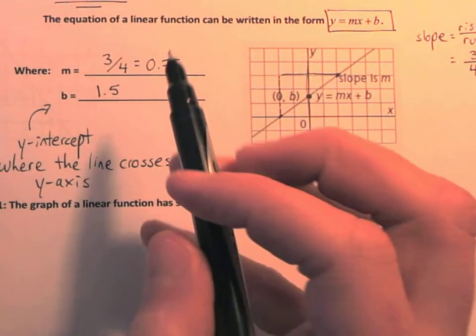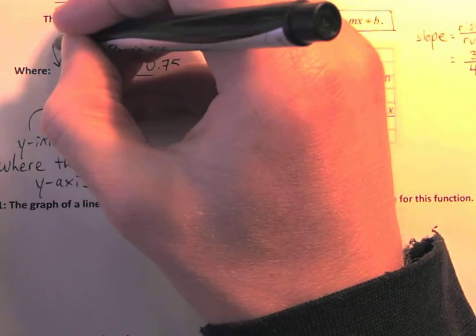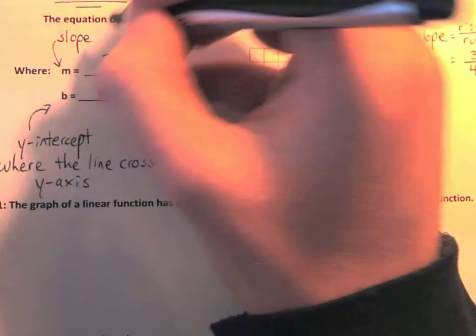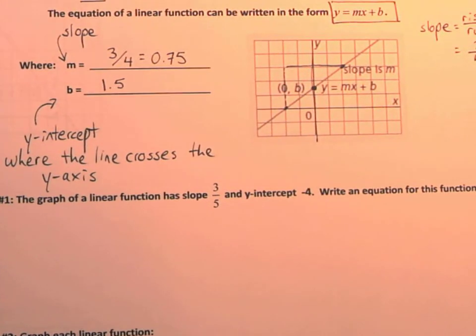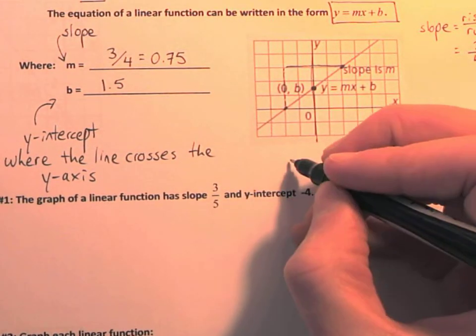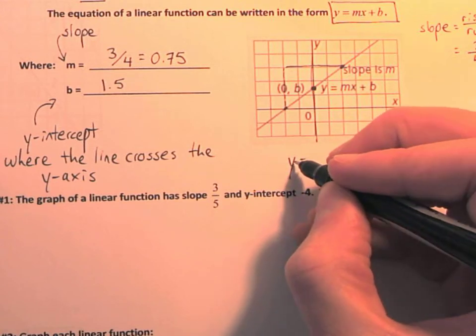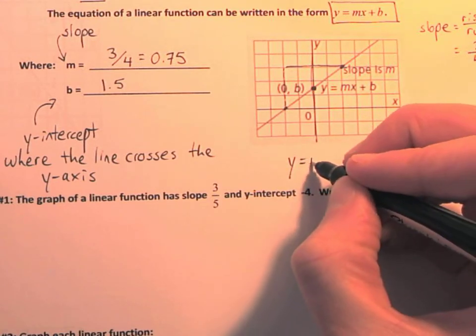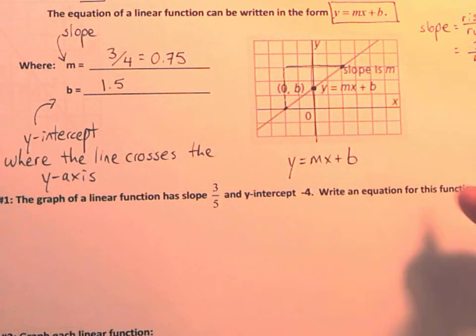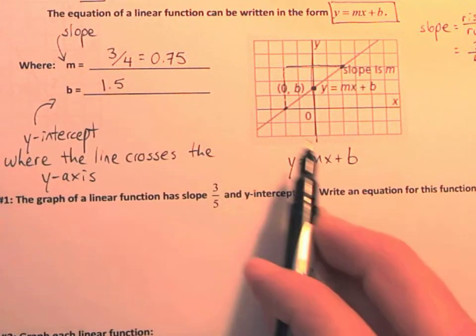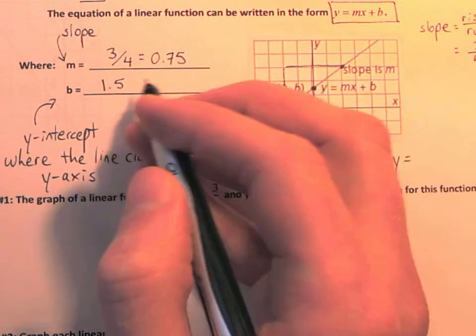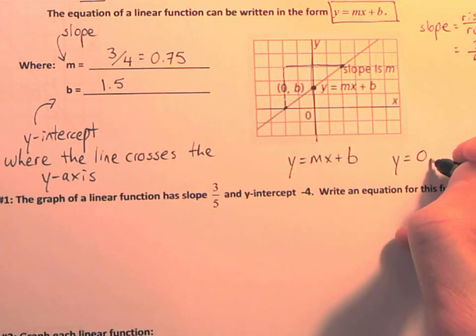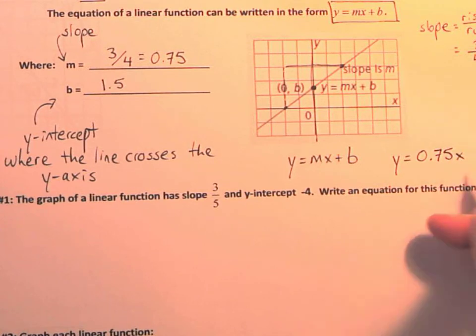Alright, so now we found our m value, which always means slope. We found our b value, which always means y-intercept. So we can write the equation for this line. One thing to remember is generally you always leave y as it is. I'll write the normal form first. Now we just replace our m with that m and our b with that b. So our y is equal to 0.75, or 3 over 4 would work as well, x plus 1.5.